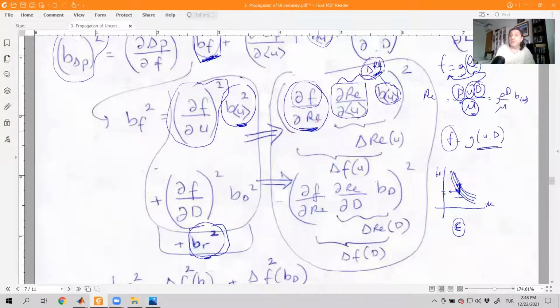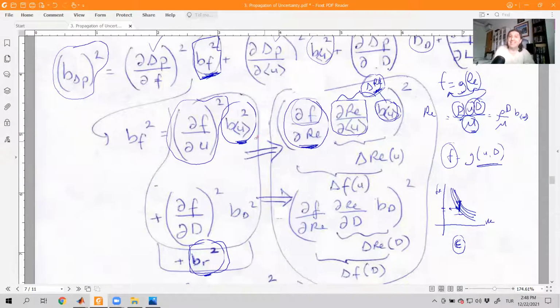Therefore, the whole expression is going to be delta F, the change in Fanning friction factor due to a perturbation in U. That's how I show it. And for the second, if you use the same logic for diameter, this expression will be equal to the change in Fanning friction factor due to diameter.